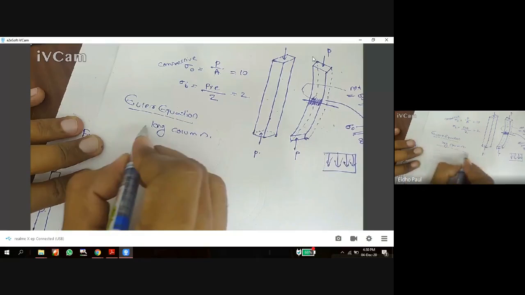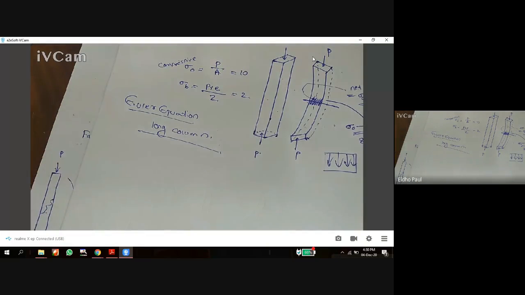Okay. So in most engineering applications we use long columns. So for the design of long columns we use Euler's equation. Okay. So we are going to derive Euler's equation. Based on this Euler's equation we can design any long column. For Euler's equation we have some assumptions.